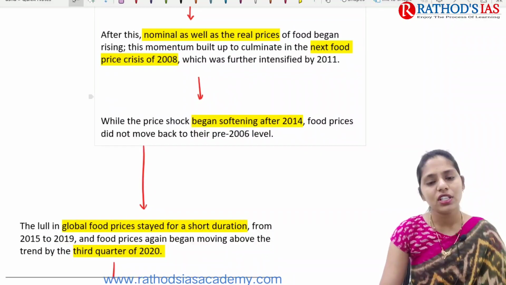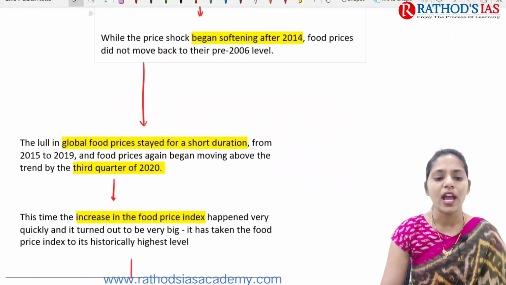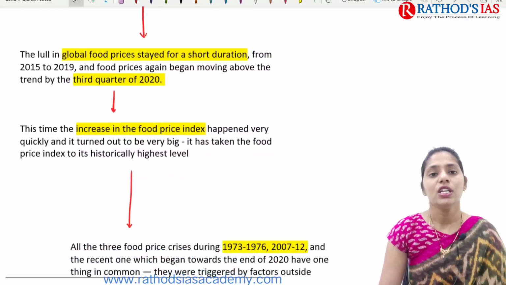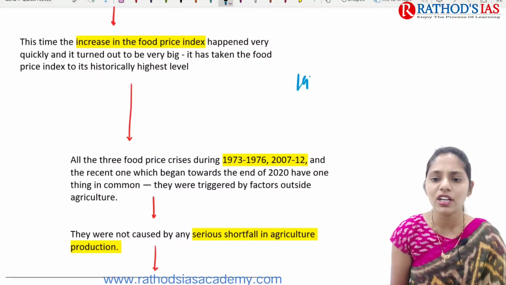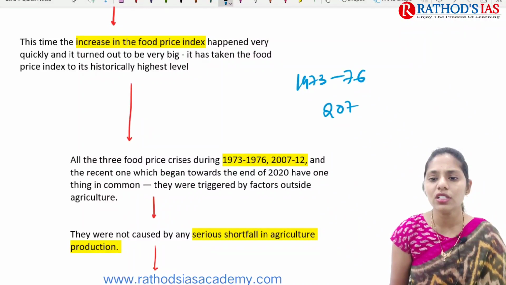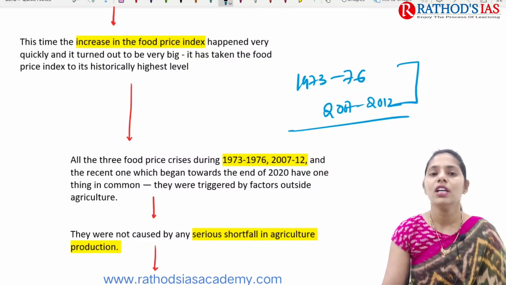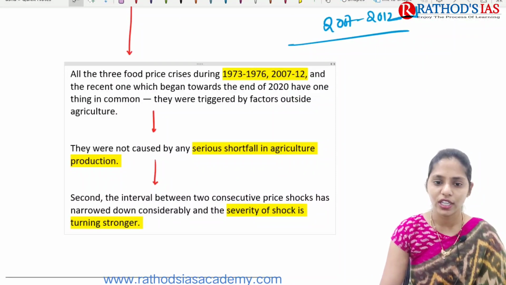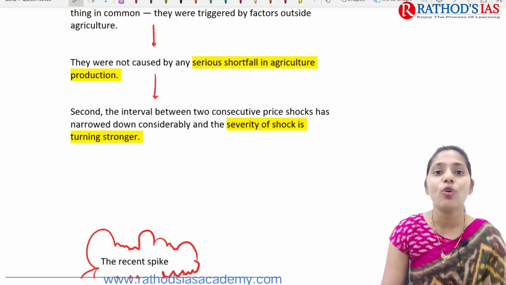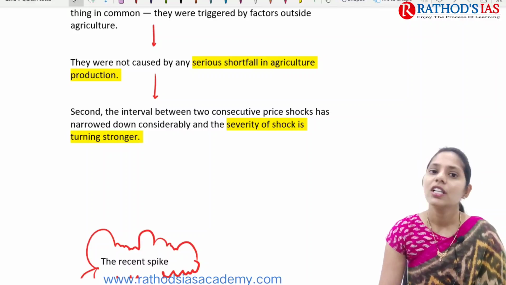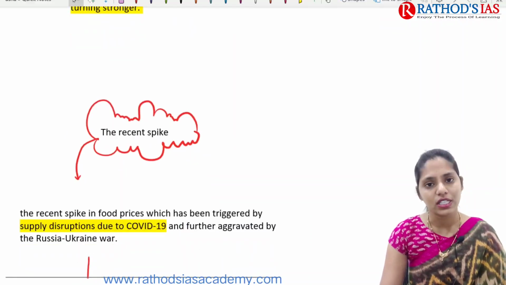And now after 2011, the price shock softened after 2014. And what happened again from 2015 to 2019 is that a severe price rise is seen in the market. So there were shocks in 1973 to 1976, 2007 to 2012, and at present, at the end of 2022 till now, we are seeing a high rate of inflation in our Indian economy. Actually this food price rise has mainly happened not only because of agriculture production, but there are other factors which are also involved. So here we need to know what those other factors are.